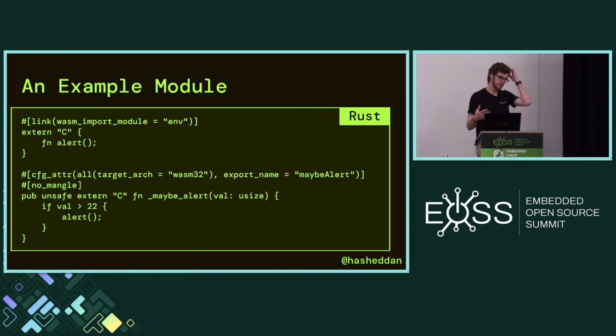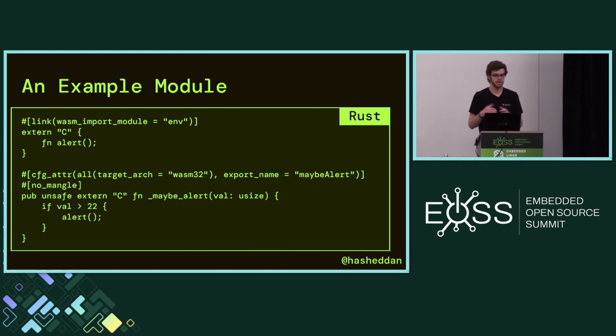So let's start off with an example module. One of the things that's going to be a common theme throughout this presentation is that a WASM module can be targeted by really any language. So we're going to be using Rust as an example today, but you can obviously use other languages as well.